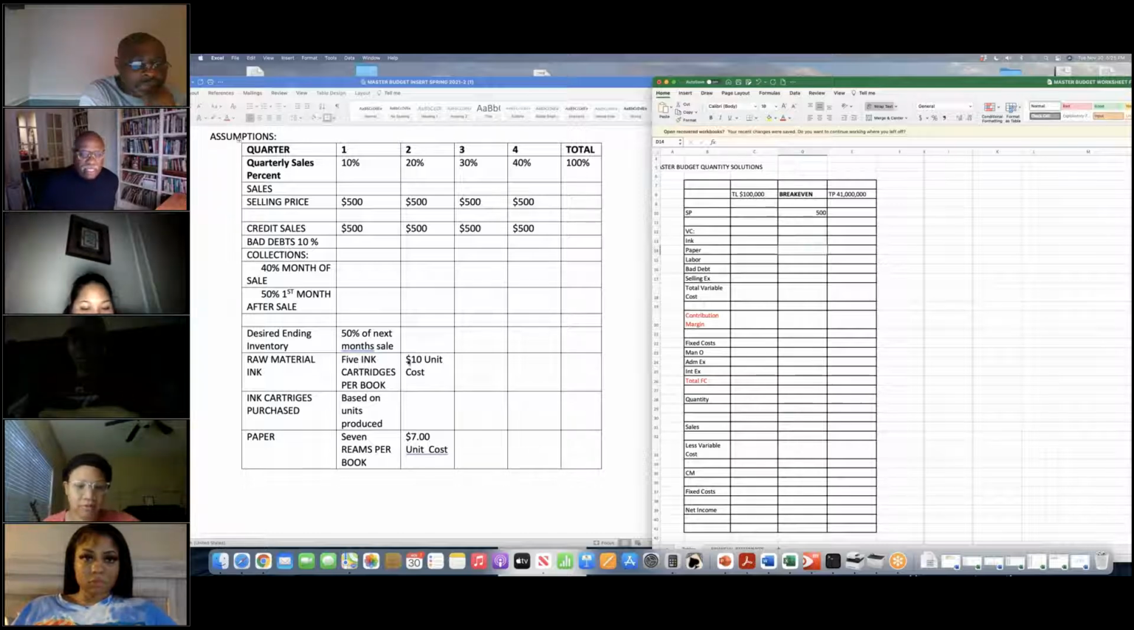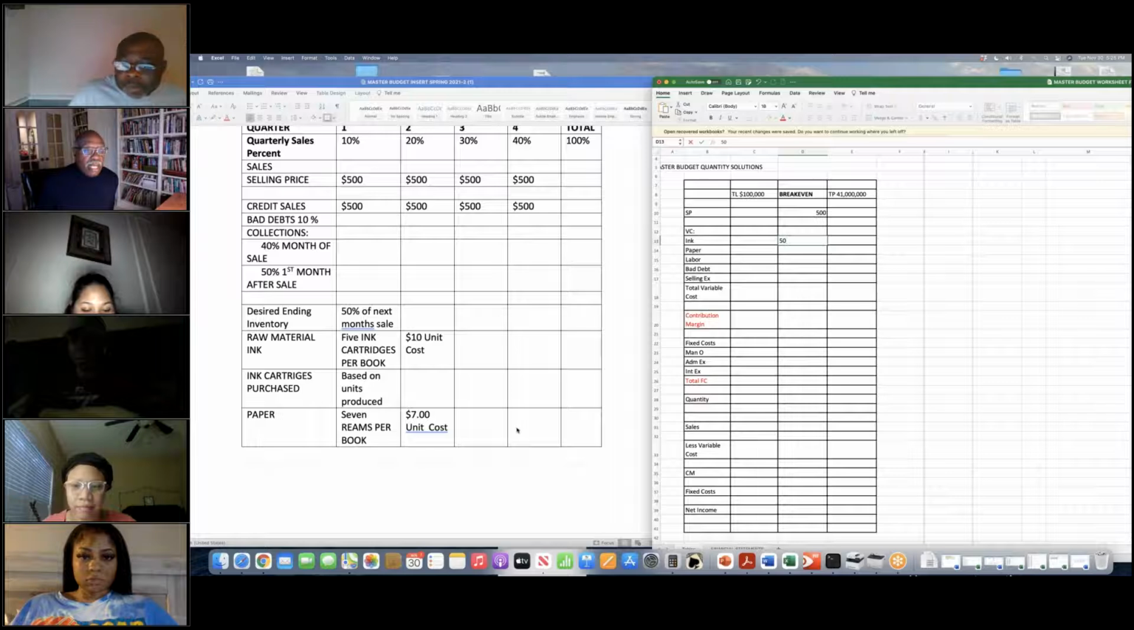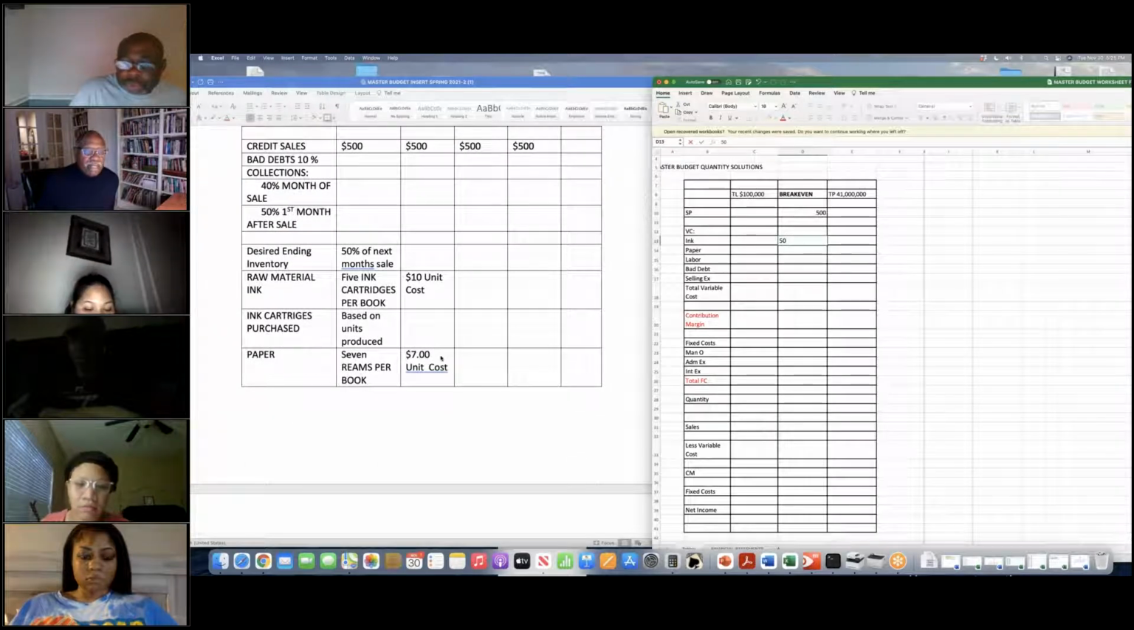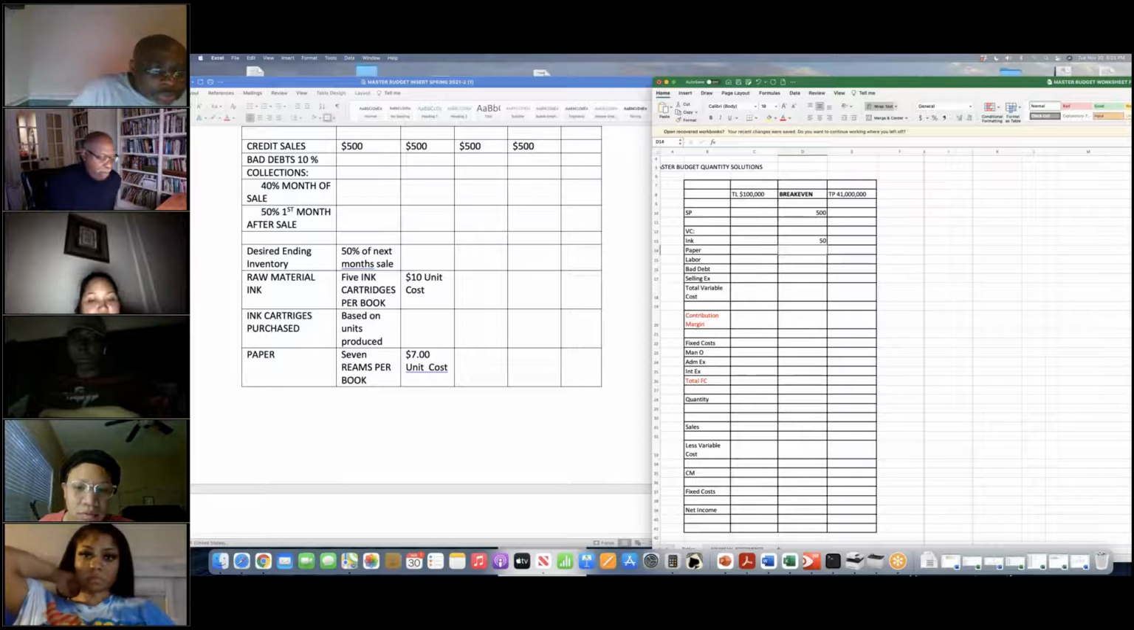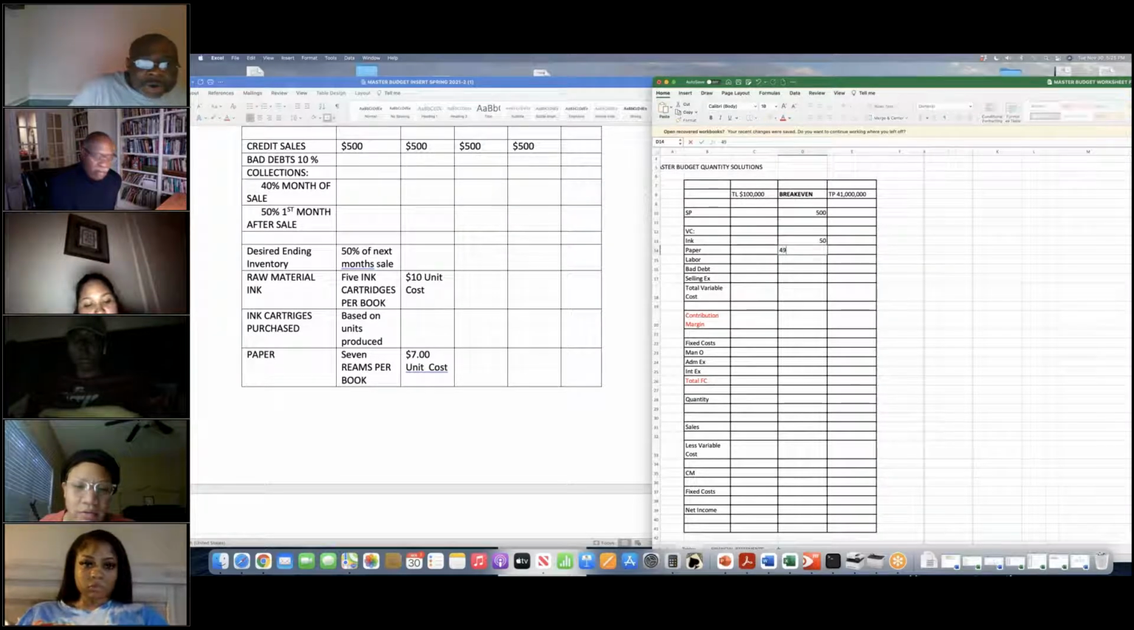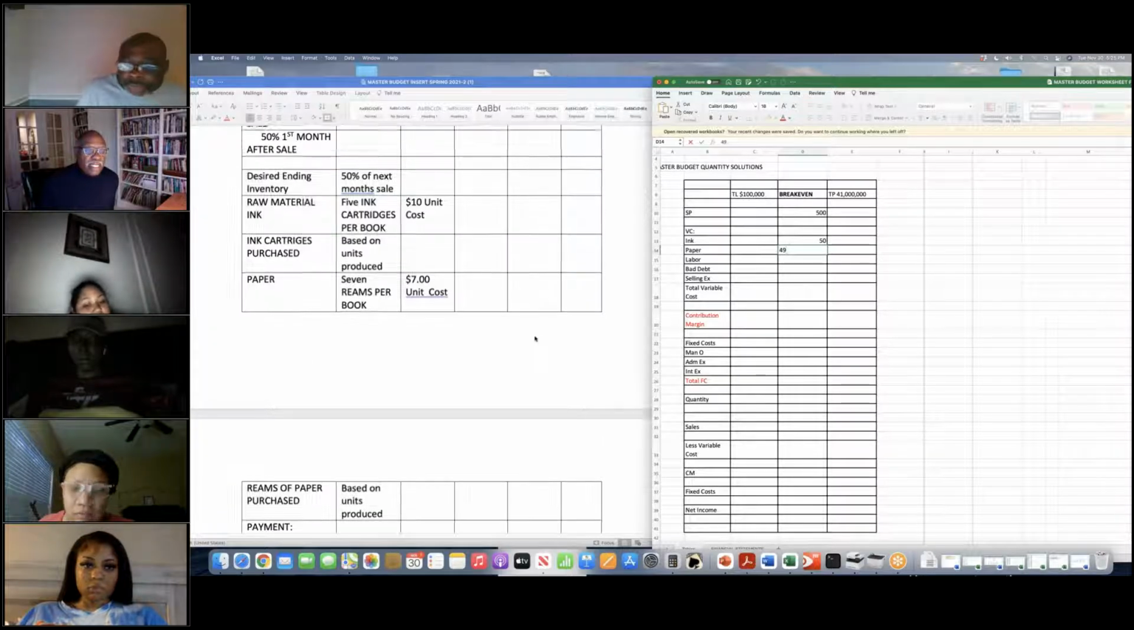5 ink cartridges at $10 each. So how much is the ink? 50. The paper, 7 reams at $7 each. How much is the paper? 49.